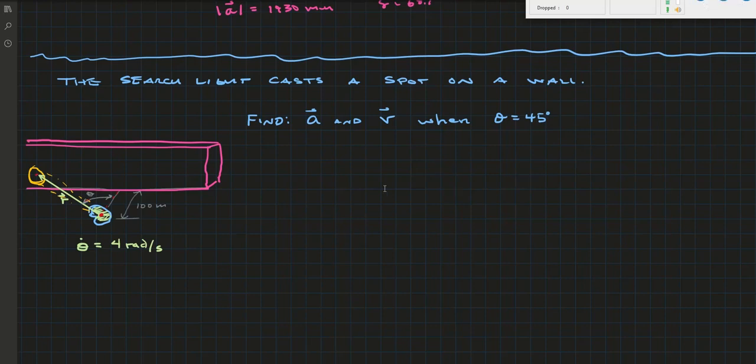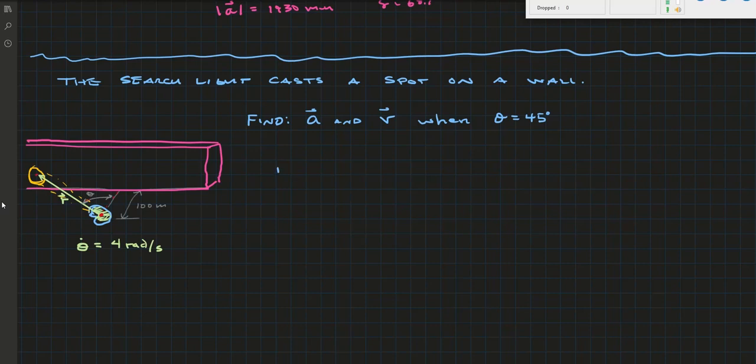So this is a good problem to use polar coordinates on. The only issue, though, is that we really don't have a relationship for r. But we have a lot of geometry listed here, and we can come up with a relationship for r in terms of theta.